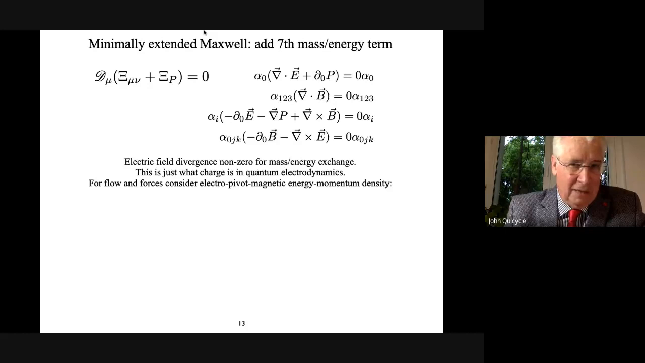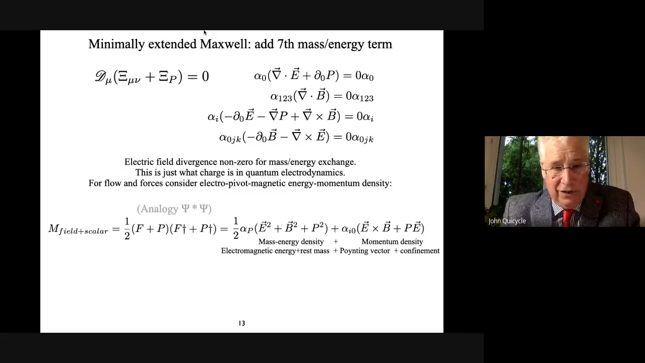So for flow and forces, you've got to consider the energy momentum density. So what does that look like? Well, just do the sums. You stick in the field. What you would normally do to get the electromagnetic energy density is do FF dagger. You do the Hermitian conjugate of the field times the field, which gives you the energy, E squared plus B squared, the energy density. And it gives you the momentum density, which is given by the Poynting vector, E cross B. Put a pivot in there, put some mass term in there, and you get two extra terms.